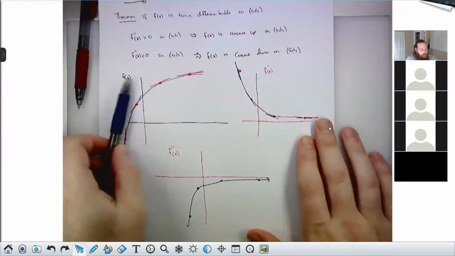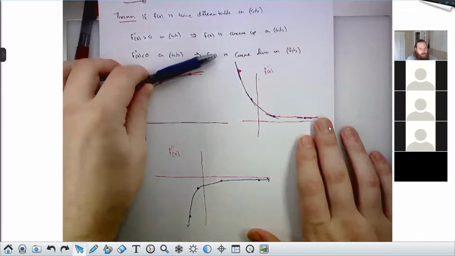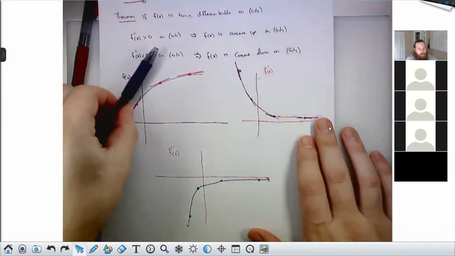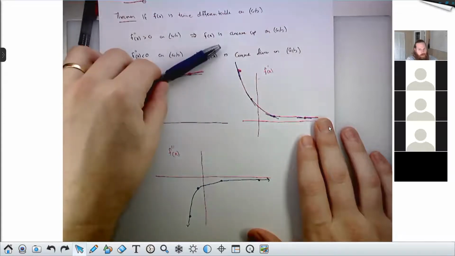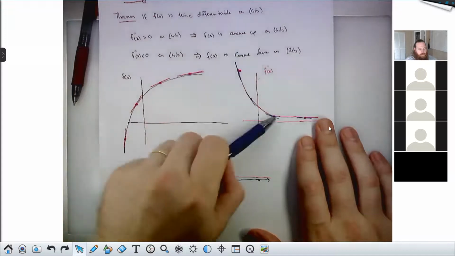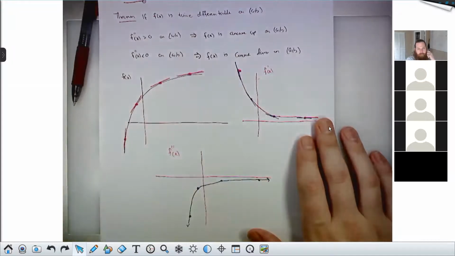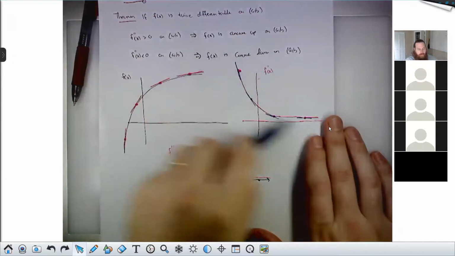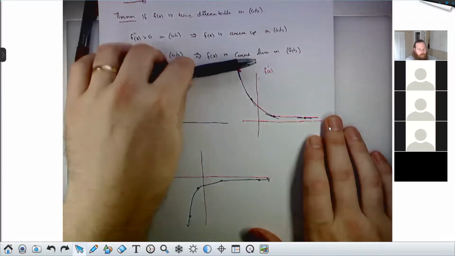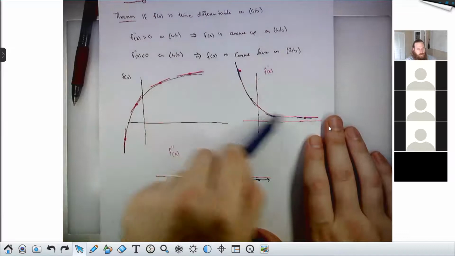But the slope of f is going down, right? Here the slope is like 5. Here the slope is like 2. Here the slope is like 1. Here the slope is like 1/2. So if you plot those points, you get the graph of f primed. And f primed is decreasing because it's like 5, 2, 1, 1/2.